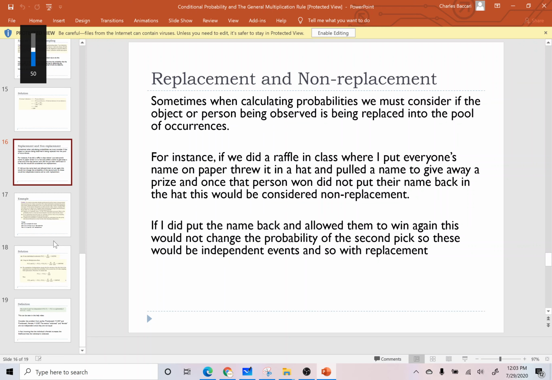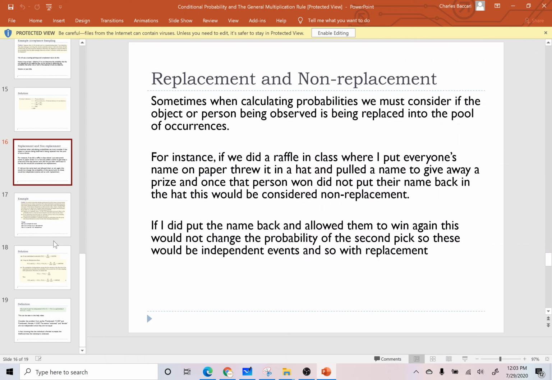Okay, so replacement and non-replacement is a pretty straightforward idea. For instance, if you wanted to do something with replacement, like picking marbles from a bag, let's say there are 10 red ones and 2 green ones. You have to pick 2 marbles. You pick the first one and you put it back. That would be considered with replacement, and that would not change the results of picking from the bag, and therefore they would be independent events.